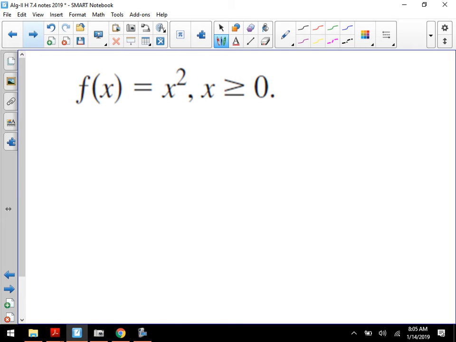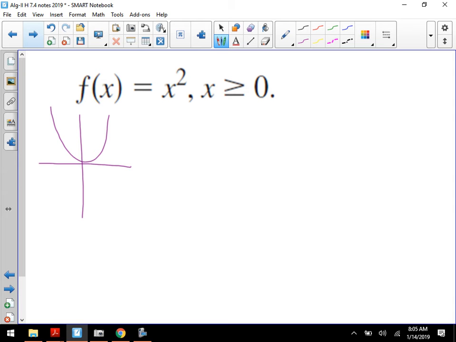So we want to find the inverse of this, and before we do that, what does the graph of x squared look like? It's a parabola, right? It's up like a cup. Be okay with that? It's a parabola that's up like a cup.